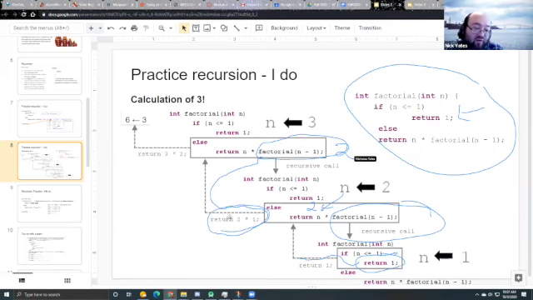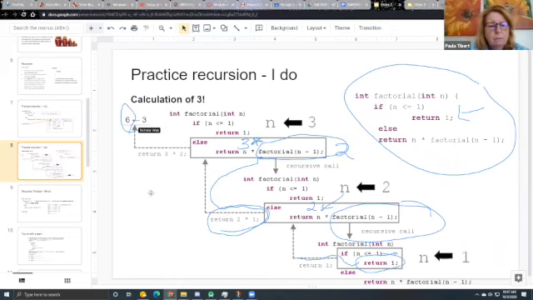We're still not out of the woods yet because we're still not at the original call, which was factorial of 3. So that is now a 2, and n was 3 right here. So this outer call is going to return 3 times that 2, or 6. Okay. Yeah. So that's what this structure is showing.